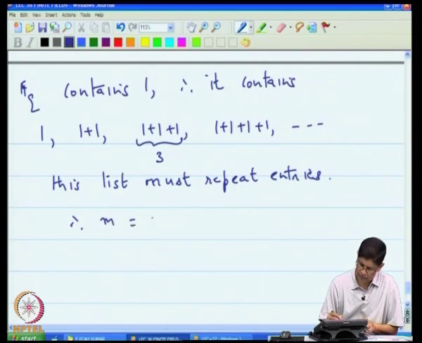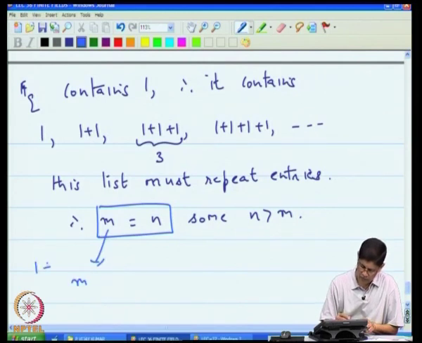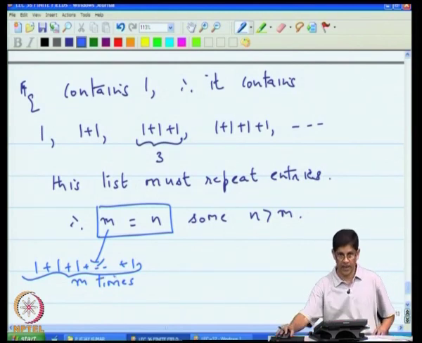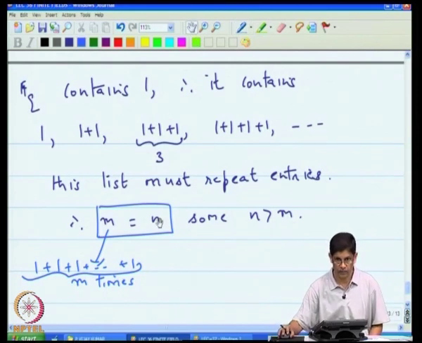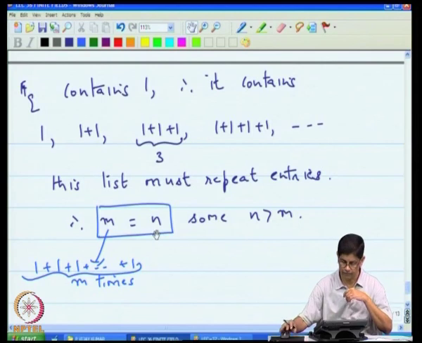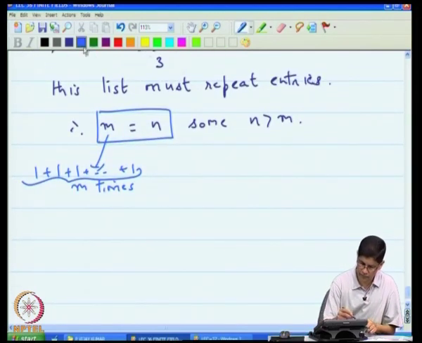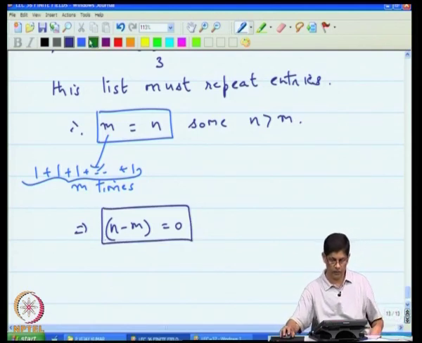Therefore, m is equal to n for some n greater than m. It must be that. Now, what do I mean by m? m simply means 1 plus 1 plus 1 plus 1, m times. That is what we mean when we say m. And similarly, when I say n, what I really mean is 1 plus 1 plus 1 plus 1, n times. Okay. But if this is true, this implies that n minus m is equal to 0. Why do I say that? Well, what I really mean is that, look, here you are adding n ones. So, think of n as 7 and m as 5.